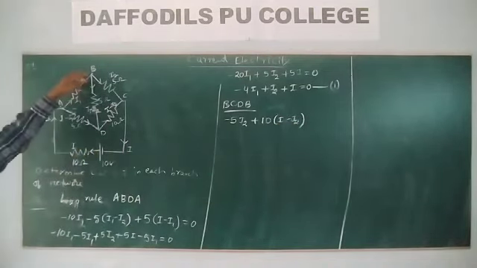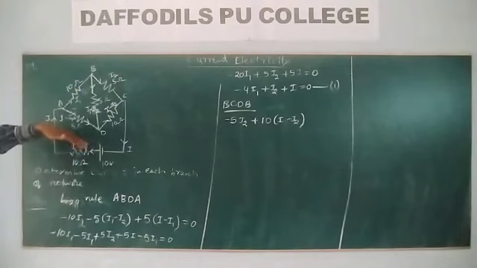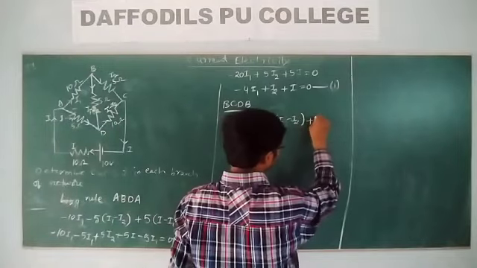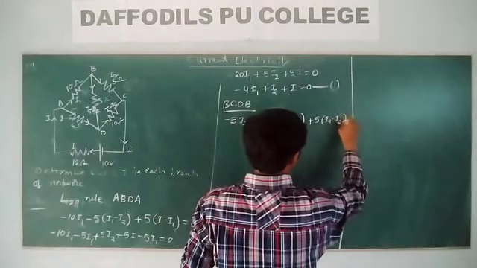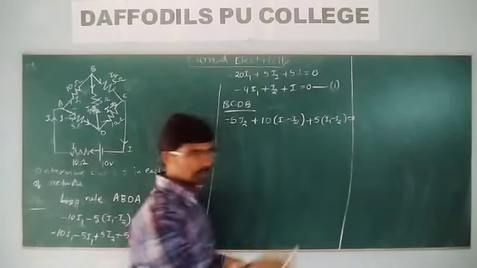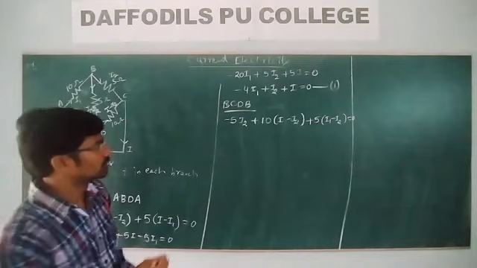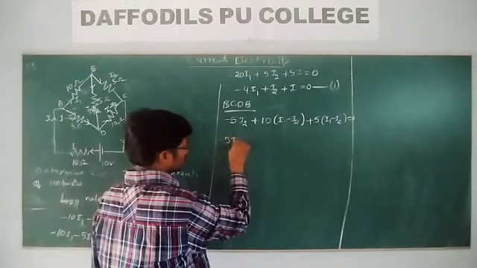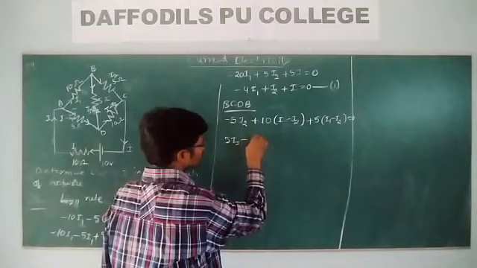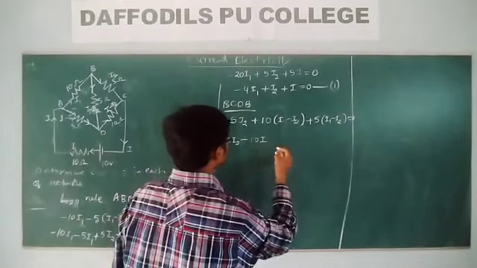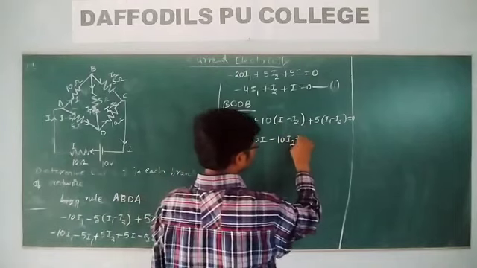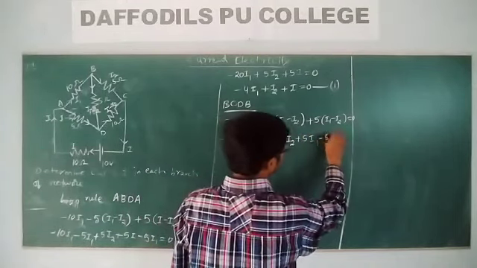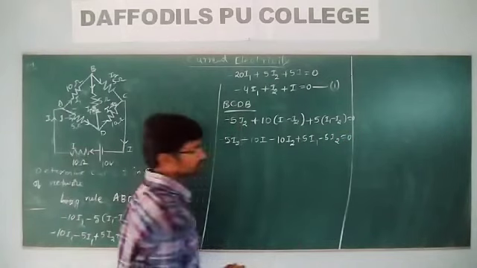Next, from D to B, current is going in the opposite direction. We are measuring from D to B, so we take plus 5 into I1 minus I2 is equal to 0. For a closed loop, the potential difference across any closed loop is 0. That is equal to minus 5I2 plus 10I minus 10I2 plus 5I1 minus 5I2 is equal to 0.